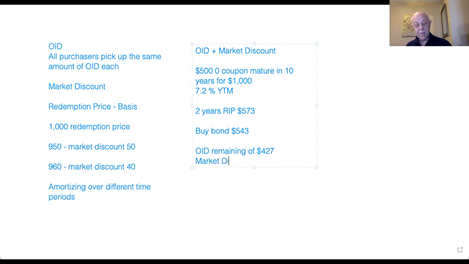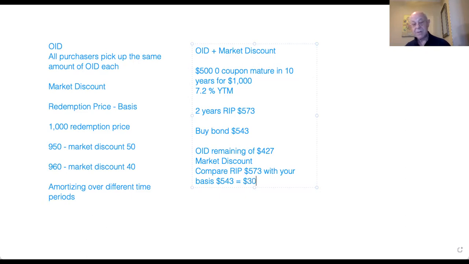And the way you compute the market discount is you compare the revised issue price of $573 with the purchase price, with your basis. And that's going to be $543. And so your market discount on this bond is going to be equal to $30.